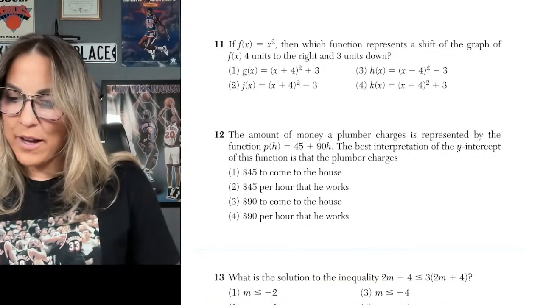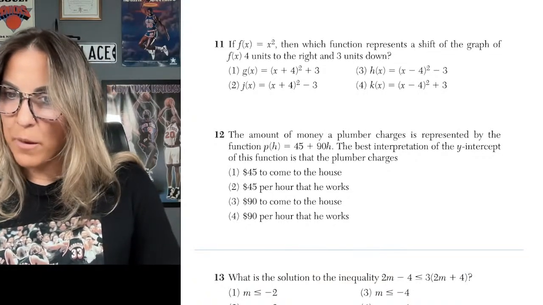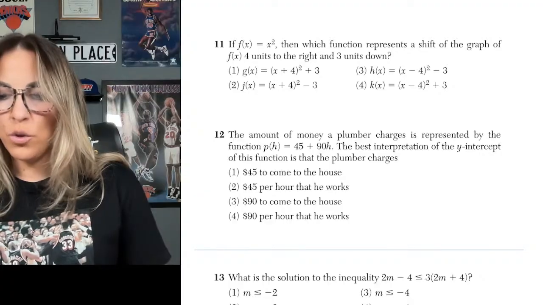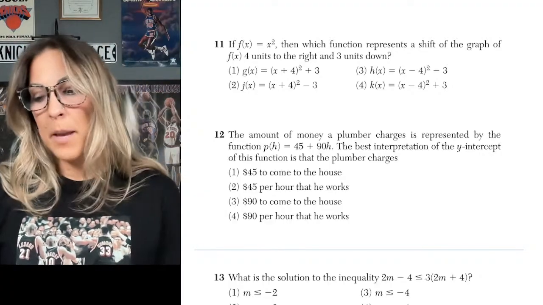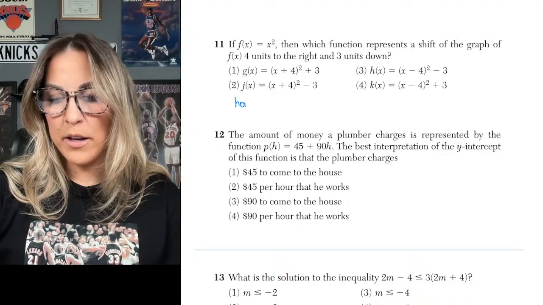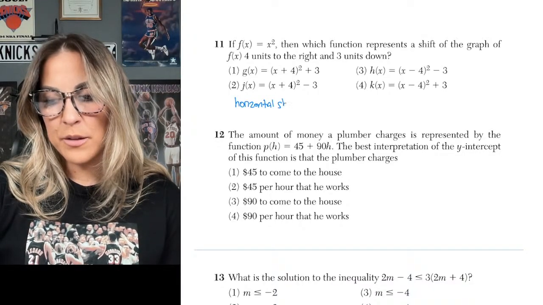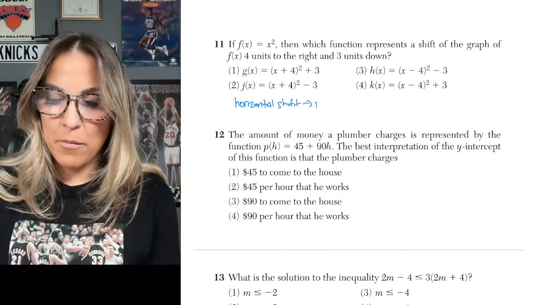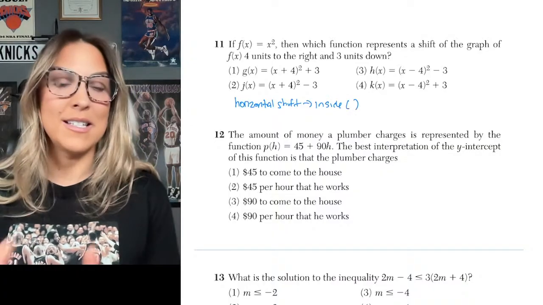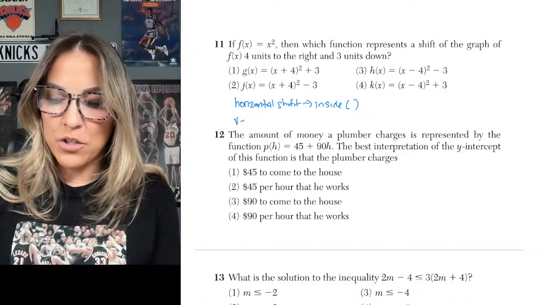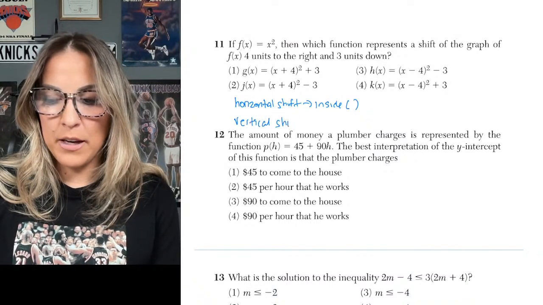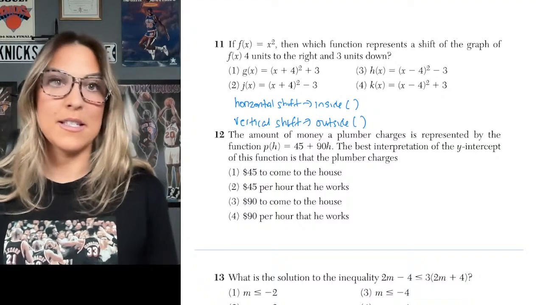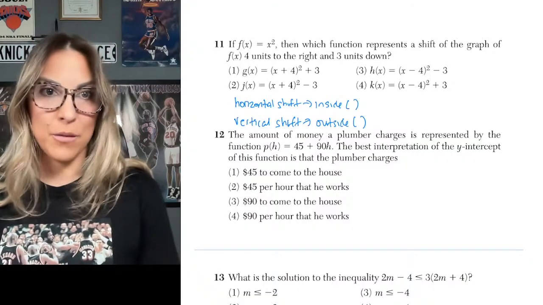Number 11, if f of x equals x squared, which function represents a shift of the graph of f of x 4 units to the right and 3 units down? Okay, so important and confusing fact to remember here is that when you're doing a horizontal shift, meaning we're moving left or right, that change, if you can remember this, is going to be inside the parentheses. It's going to be with the x. If we are talking about a vertical shift, meaning that we're moving up and down, that change is going to be shown outside of the parentheses.